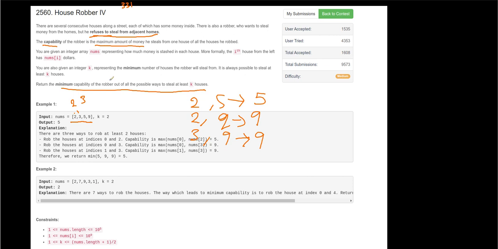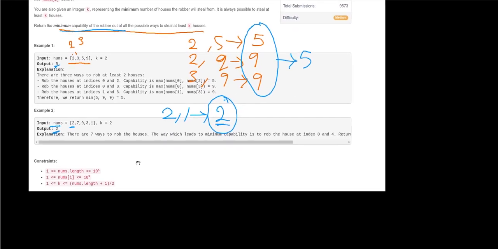Now the minimum capability of all possible ways, so we have 5 and 9, and the minimum is 5, and so the output for this example is 5. For this example we can steal the first house and the last house, 1, and the maximum of this is 2, and this is the minimum value we can get if you try all the options, and this is the answer. Now how can we solve this efficiently?